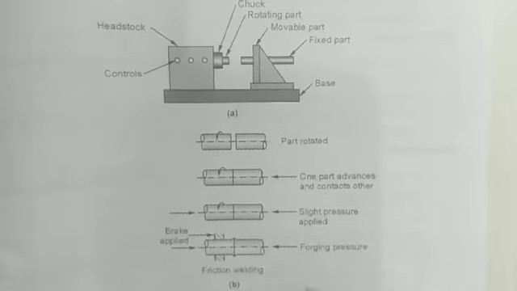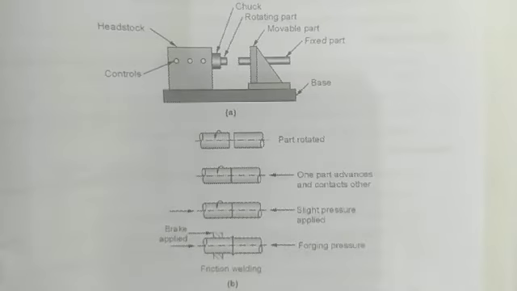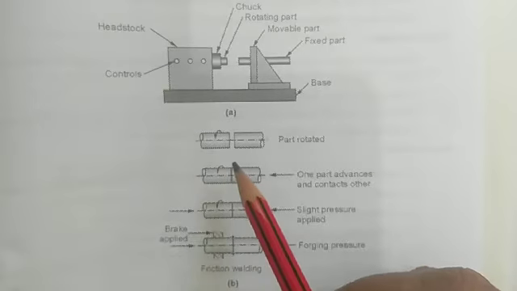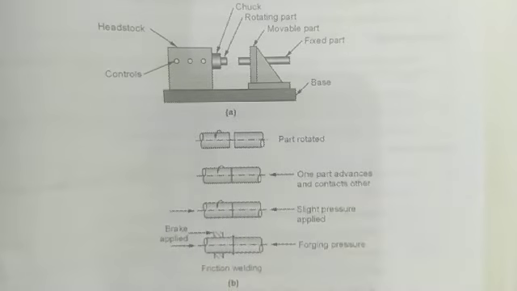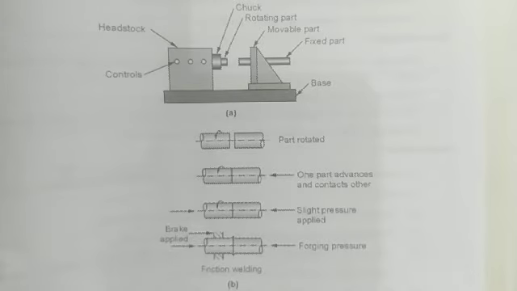Students, today we will be learning about the friction welding process. Friction welding is a solid state welding process in which the joint is produced by the heat obtained from mechanically induced sliding motion or relative motion between two rubbing surfaces. In this process, the work pieces which are to be joined are held together under pressure.